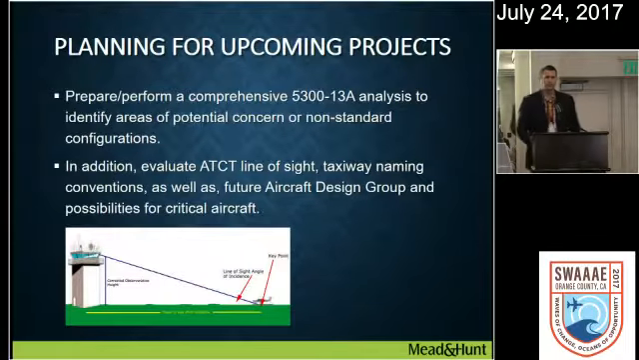Ultimately, just to ensure that your project is as streamlined as possible instead of getting down the road after the environmental and having to address changes. It's just not as efficient as looking at all these elements early on.